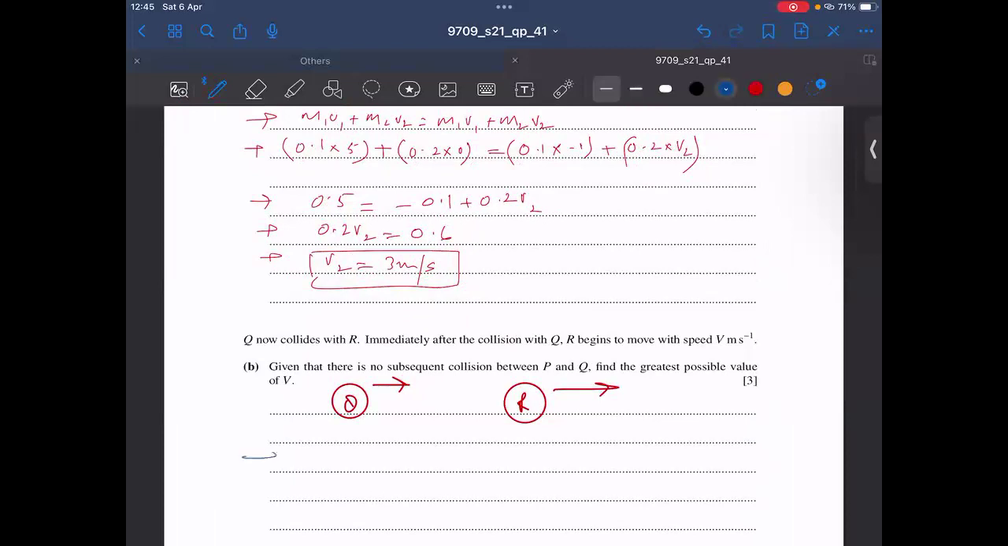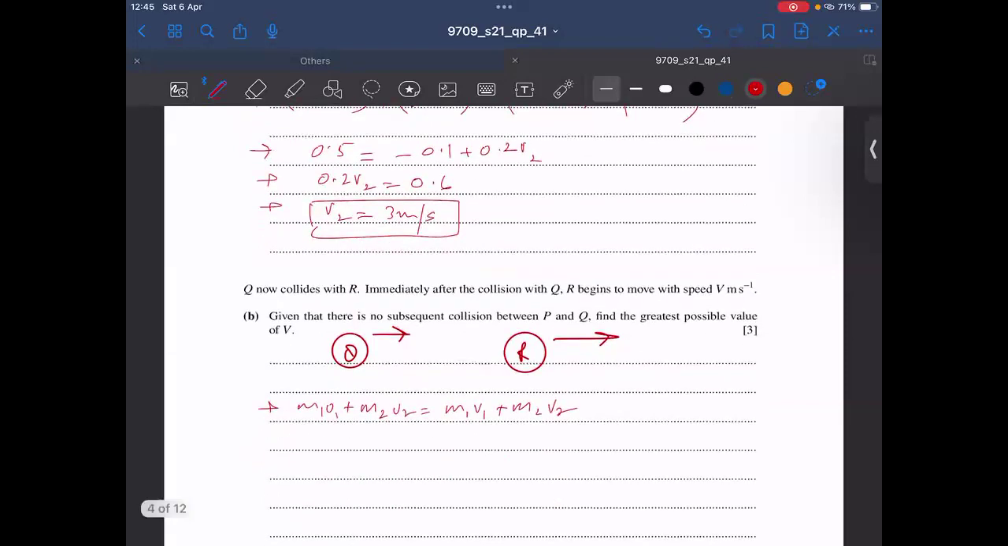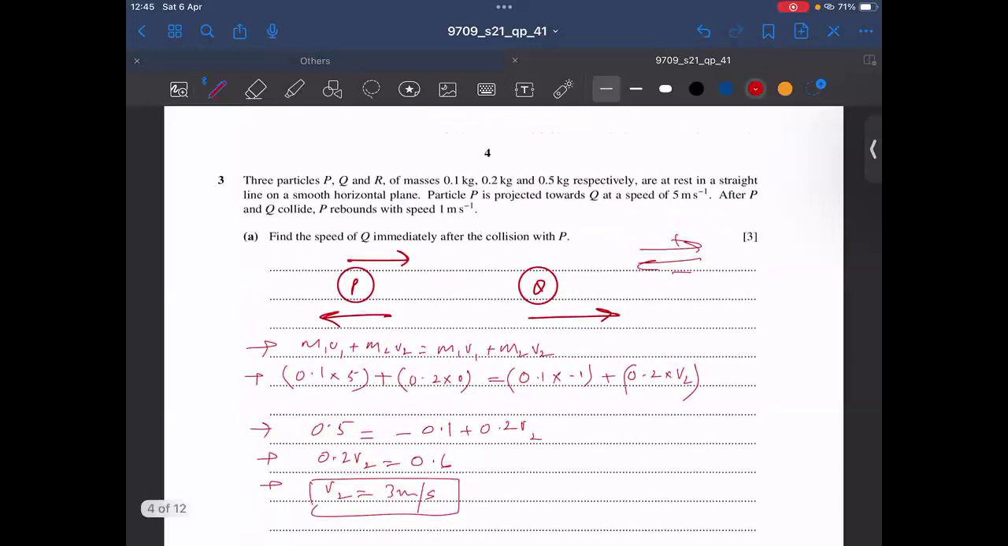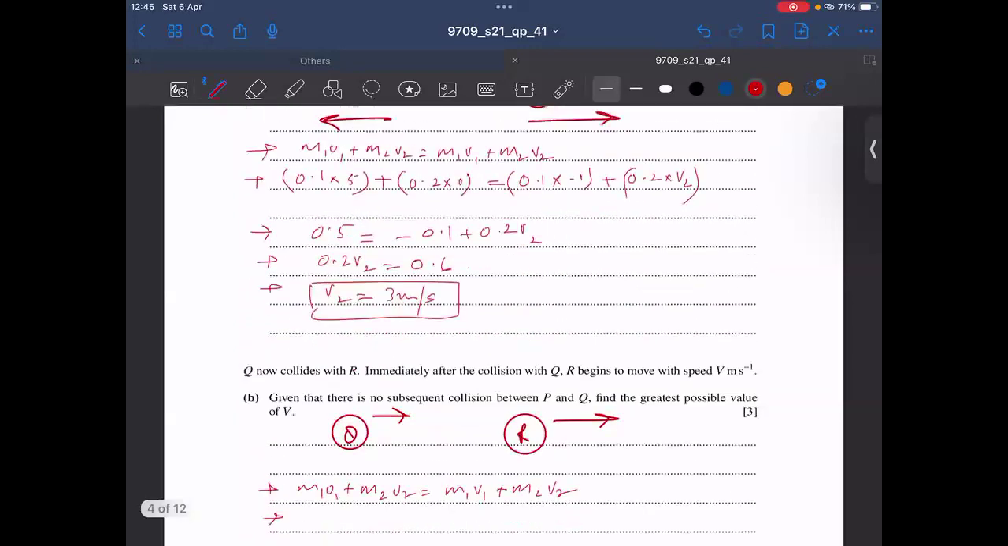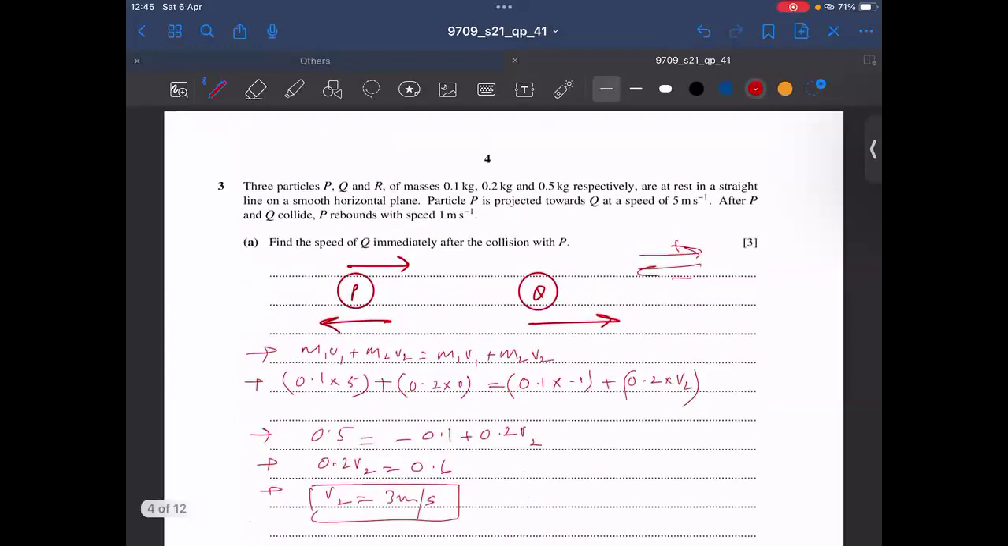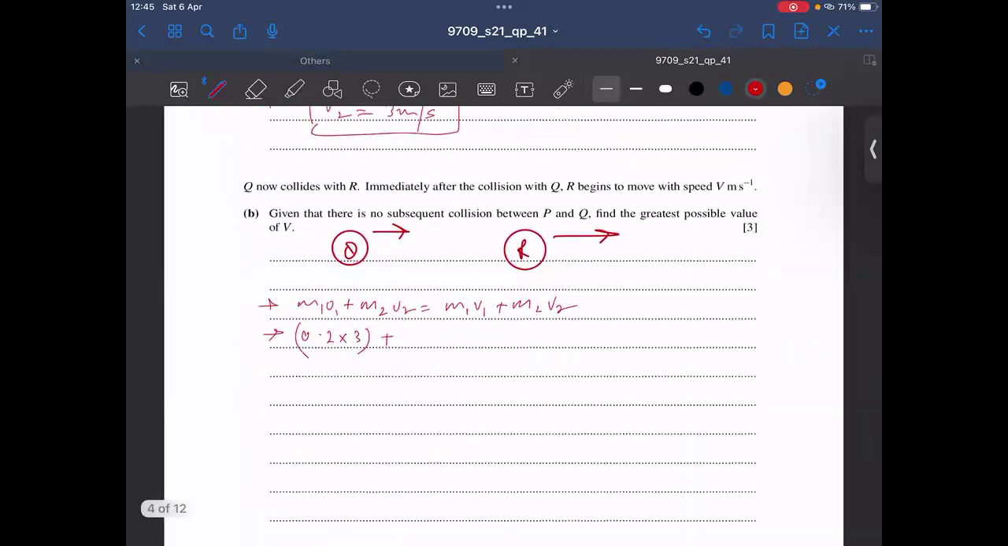Let us again apply the law of conservation of momentum, which is M1 U1 plus M2 U2 equals M1 V1 plus M2 V2. And Q, no, 0.2, 0.2 times 3, plus R is at rest, so it's going to be 0.5 times 0.